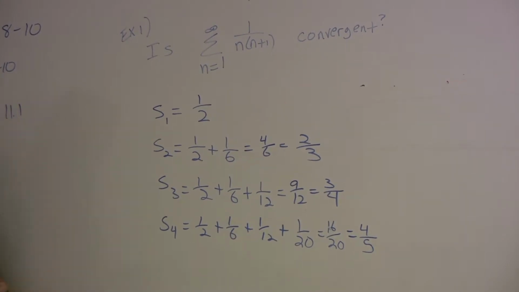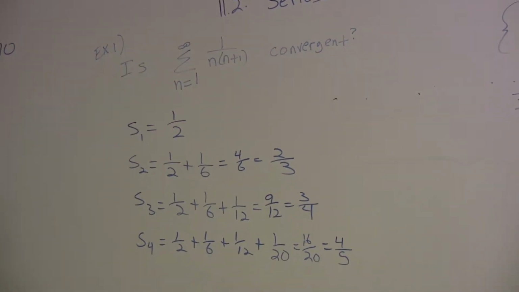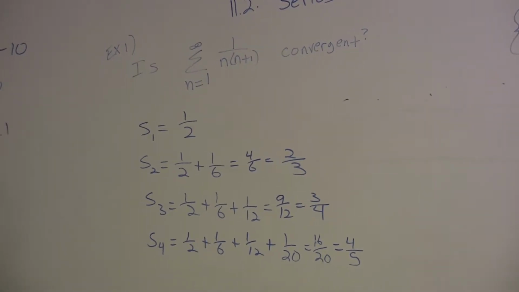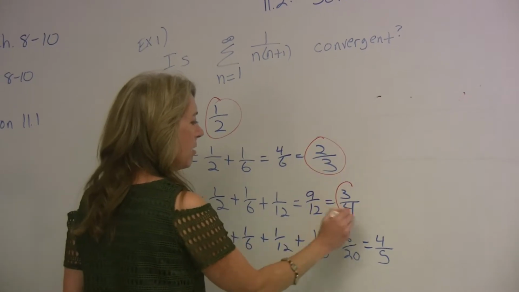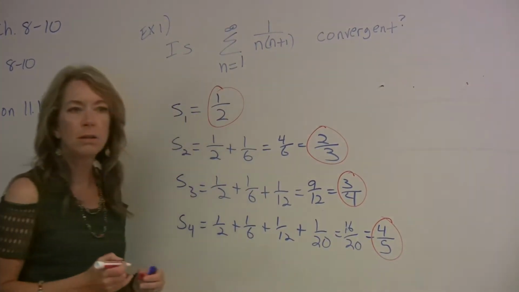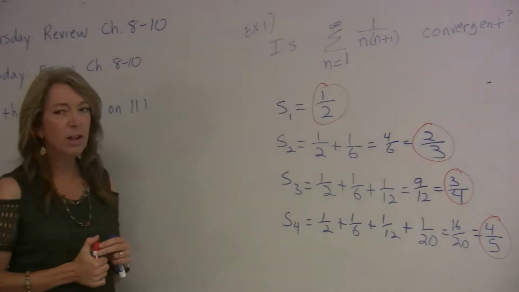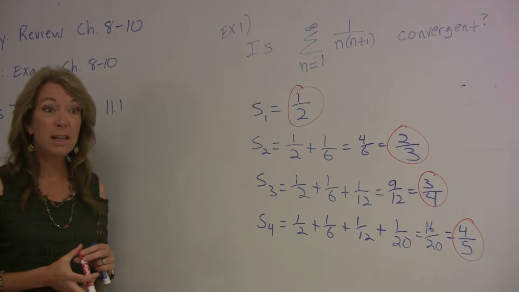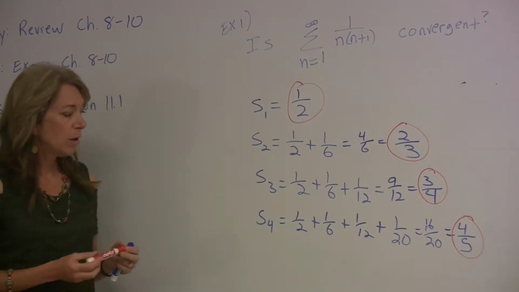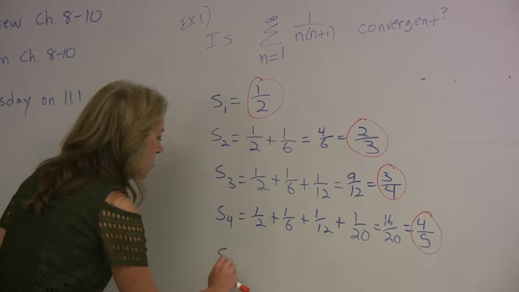So the question is, when you look at just these sums, here's one term, if I add 2, if I add 3, if I add 4, what are those doing every time I add another term? Increasing, getting closer to 1. Could we write a general formula for Sn?